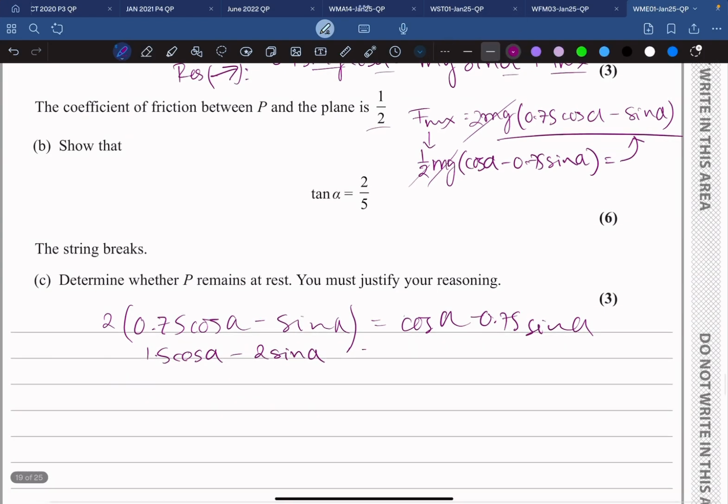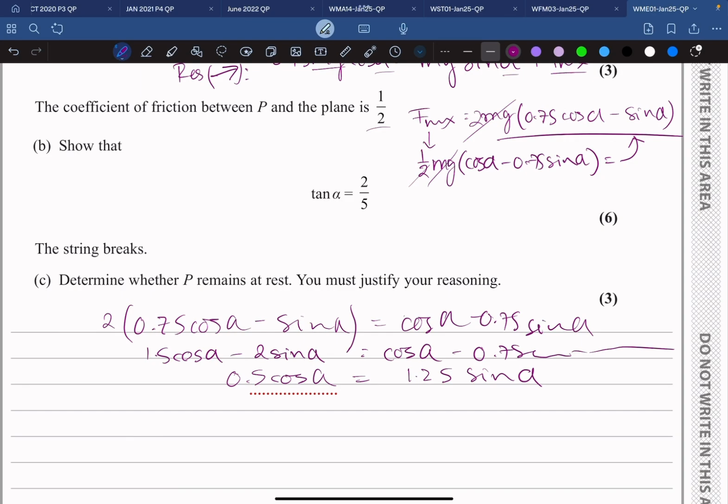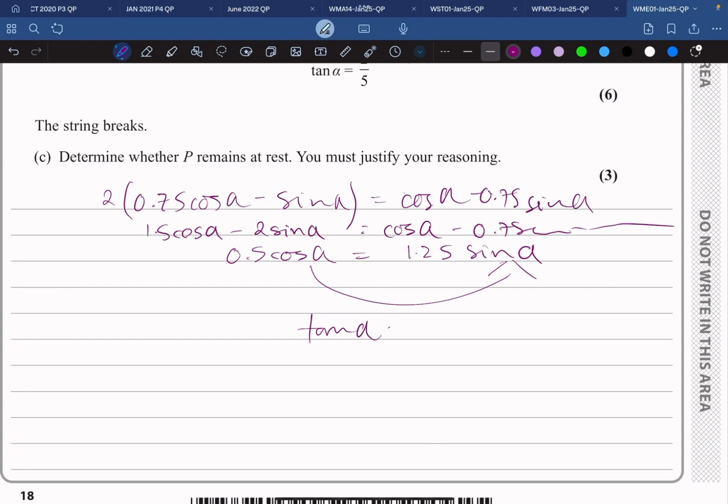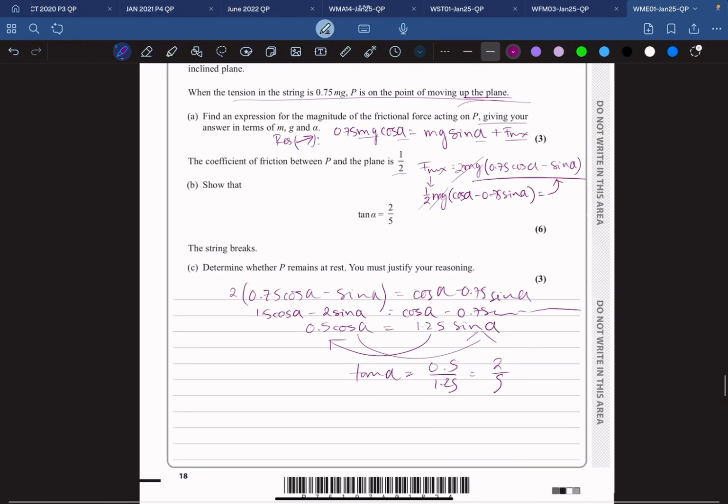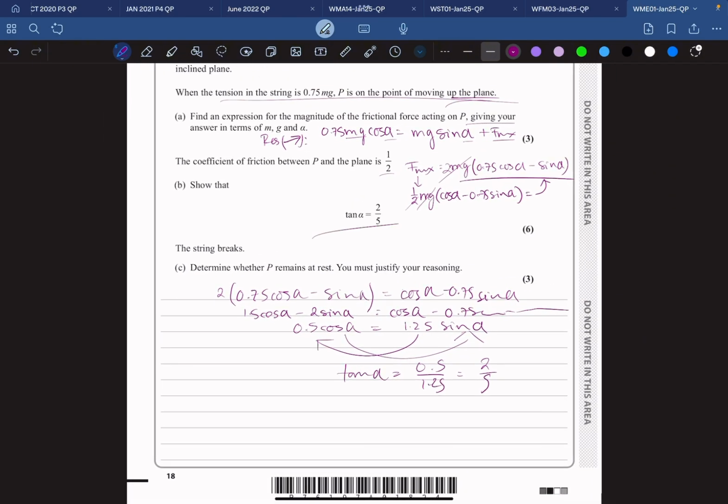Okay, we have cos alpha minus 0.75 sine alpha here. Look at that handwriting. So we're just going to bring the cos alphas to one side. So we're going to have 0.5 cos alpha here, and on the other side we're going to have 2 minus 0.75, I think that's 1.25 sine alpha. Now we can divide both sides by cos alpha, so you get tan alpha, and then bring the 1.25 down to this side, so you have 0.5 divided by 1.25. 0.5 divided by 1.25 is actually just 2 over 5, and voila, we have our answer. And also, let's write down shown.